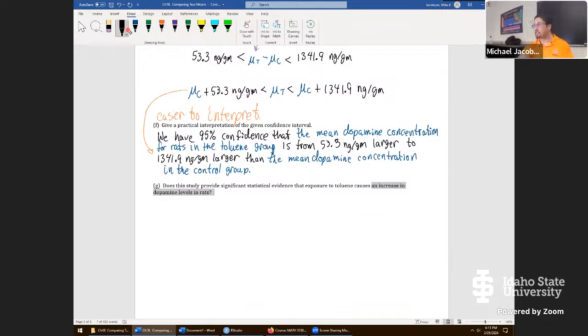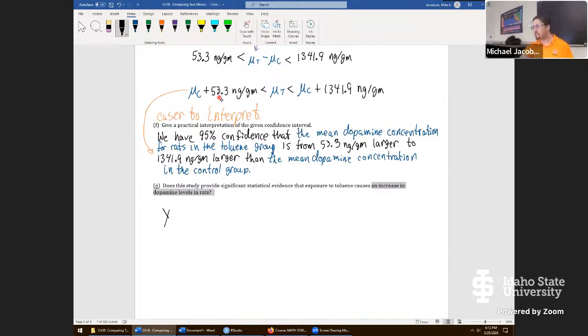If it looked like this, and I'll fix this in just a moment, if this was like, say, negative 273, or just a negative sign right here, we would have said, no, we don't have that evidence, because then there's a possibility that mu t takes on negative values. It would actually go below the control group. In fact, that was positive, and positive here is the only reason we do have significant statistical evidence of an increase. But notice, that wasn't by much. If that turns to 0 or goes negative, we would have said no right away in this kind of problem.